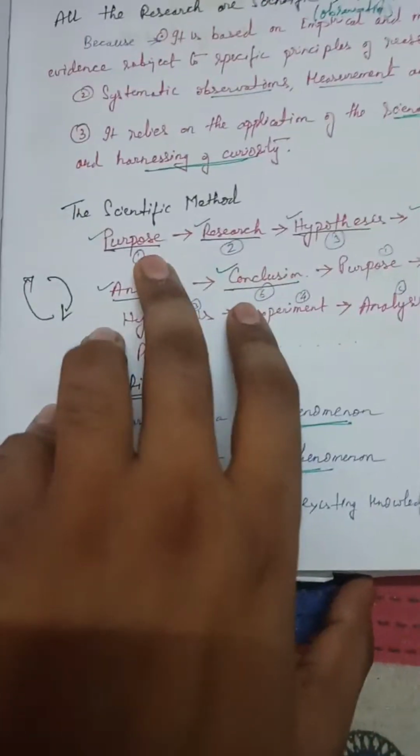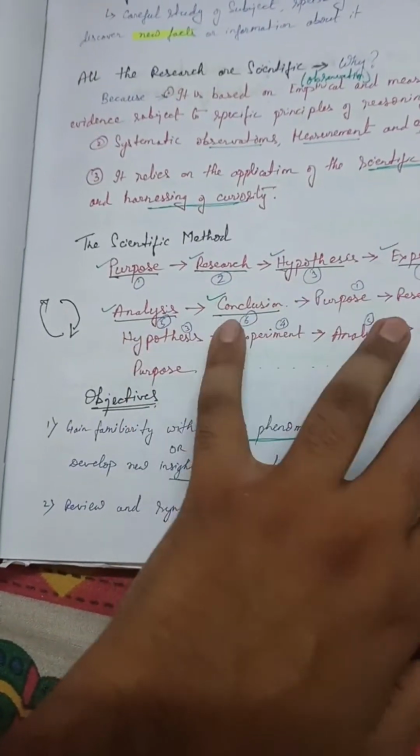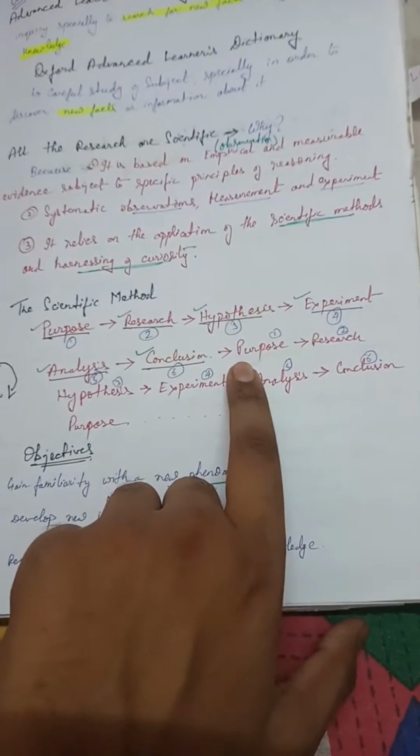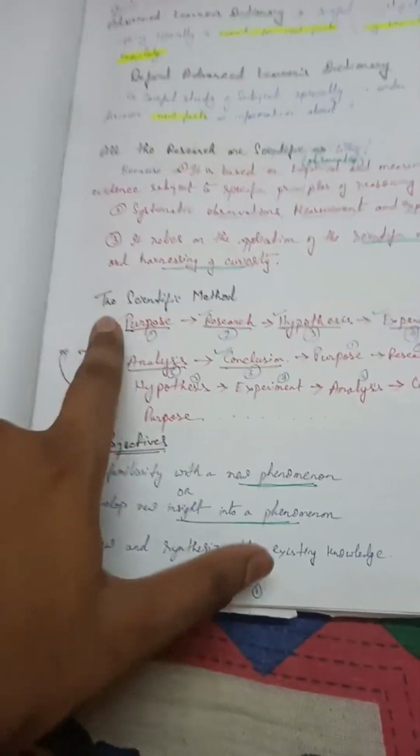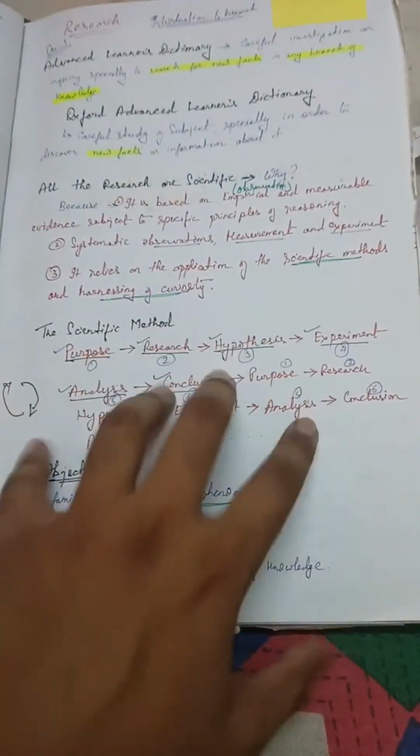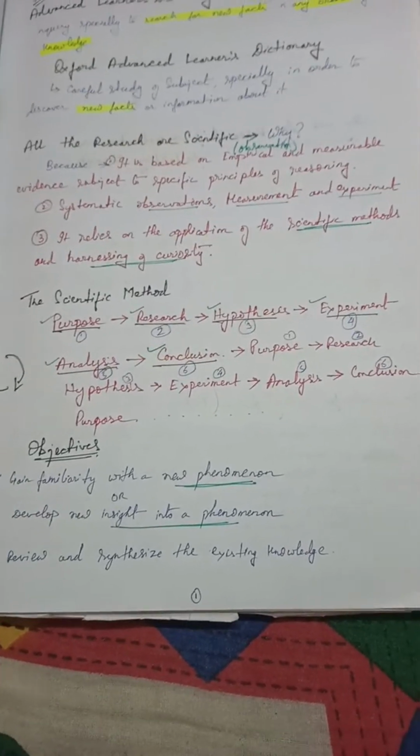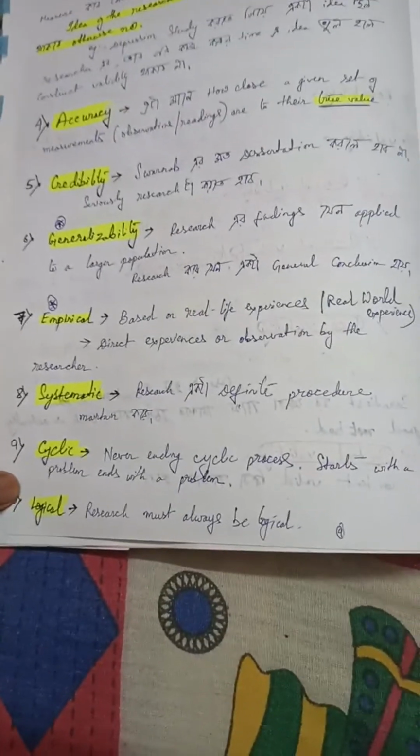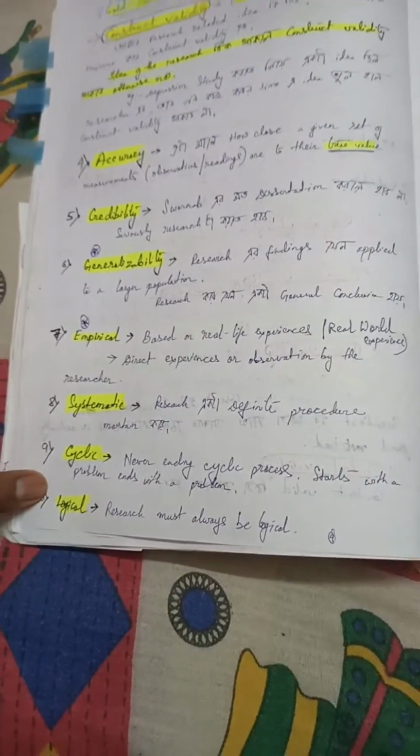That means the purpose, the research, the hypothesis, the experiment, the analysis part, the conclusion. Again purpose, research, hypothesis, experiment, analysis, conclusion. So this is a cyclic process because every research has some loopholes. Not every research is foolproof. That's why we call research a cyclic process. And research must always be logical. Other than logic, we cannot conclude our research, we cannot conduct our research.